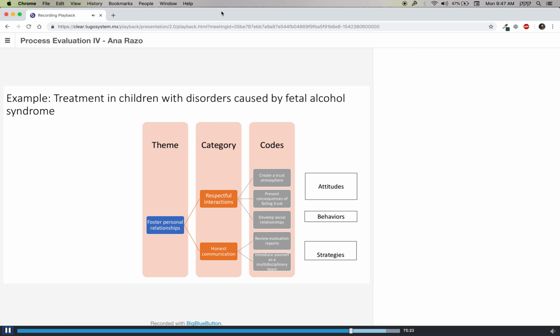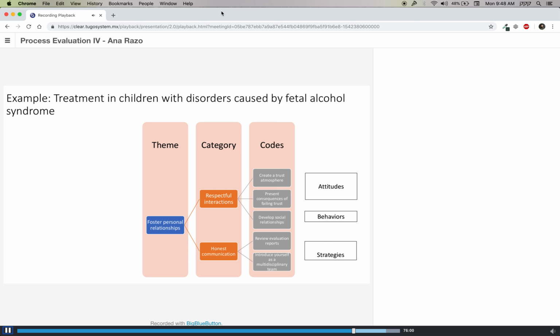So the categories that you're going to create are, for instance, respectful interactions and honest communication. So we can have codes, for instance, how to create a trust atmosphere, how do we present consequences of failing trust, how we develop social relationships, and how do we review evaluation reports. And honest communication has to do with reviewing evaluation reports, and we need to introduce ourselves as a multidisciplinary team.